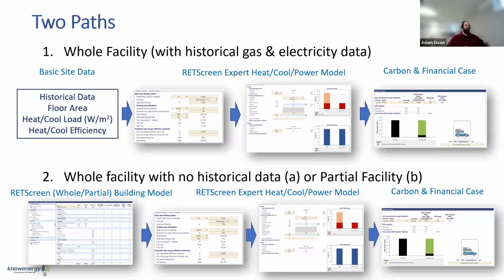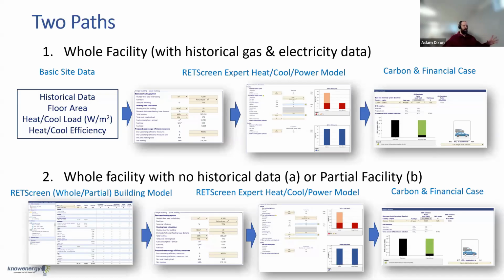Yeah, thank you. I guess the key to this is step 1 here, this 2-path whole facility with electricity and natural gas data. That's the core of what we want to learn today. The other 2 methods are how we can use the other parts of RETScreen, which maybe you're a little bit more familiar with, to generate some of the data to bring into this power heating cooling model, or cooling and heating model in this case.